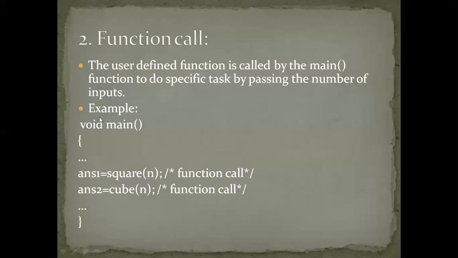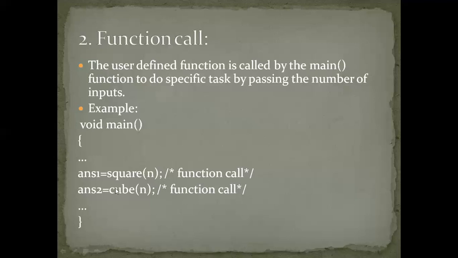Okay, so just check with the example. Void main, this is the main function. Within this, remember, a function call is always inside the main function. So answer1 is a temporary variable. Square is a function name, n is the argument list. Suppose the n value is 2. What is the square of 2? It will be 4, isn't it?